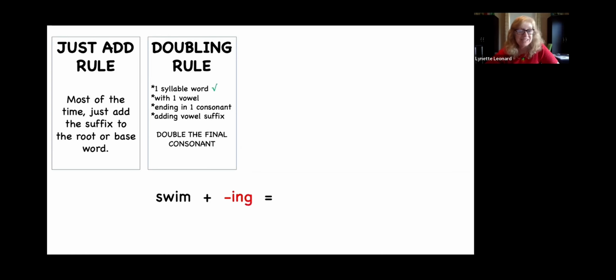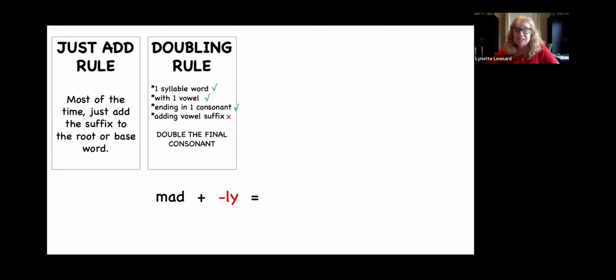Swim is a one-syllable word with one vowel, which is I, and one consonant at the end, which is M, and we are adding a suffix that begins with a vowel, so therefore we need to double that M when we add the ing.